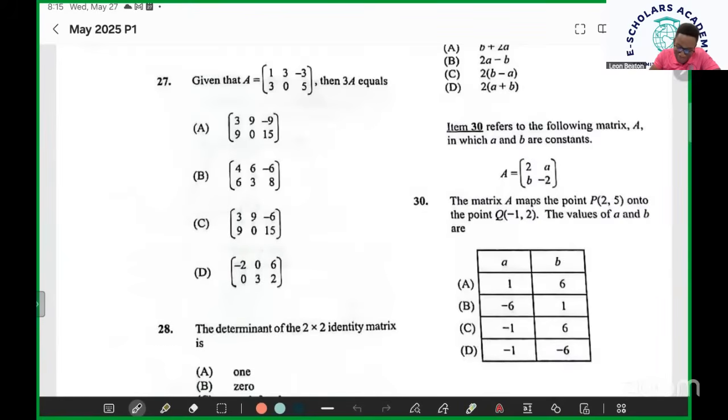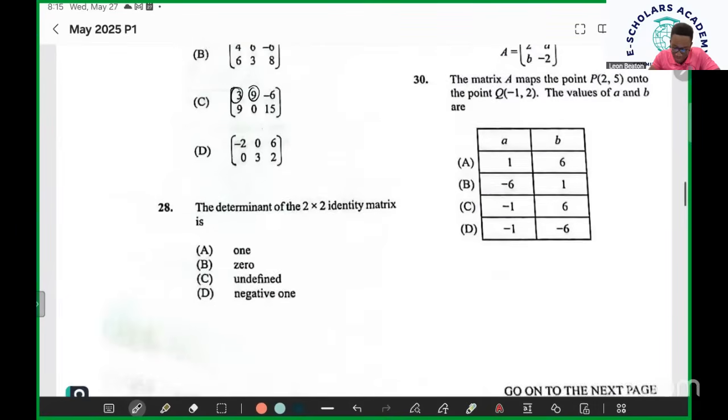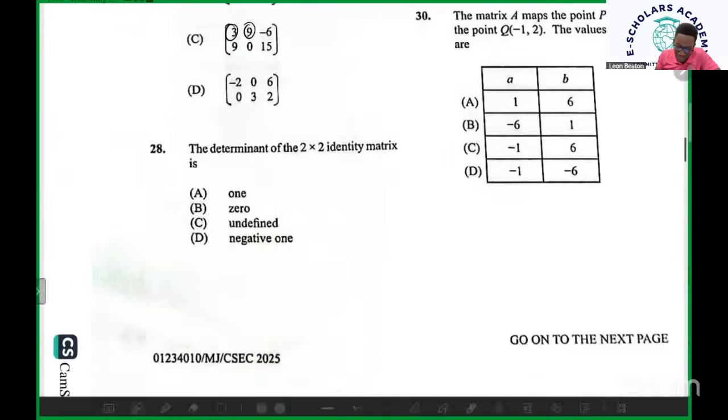Anyway, so let's go 3A. So we know this answer: 3 times 1 is 3, 3 times 3 is 9, 3 times negative 3 is that. So A, the determinant of the 2 by 2 identity matrix, it's 1.